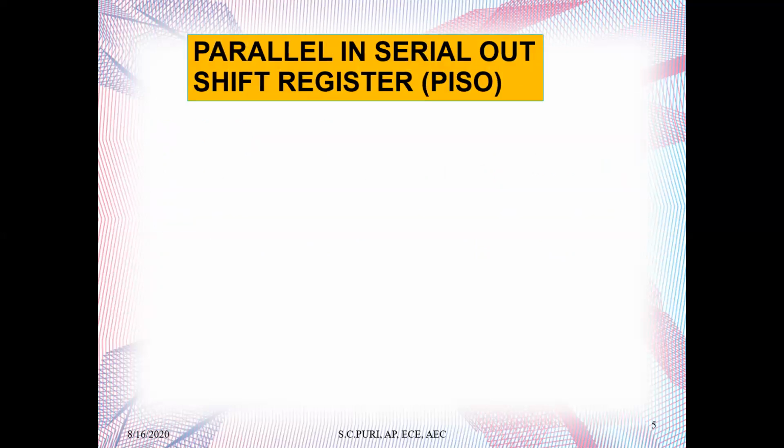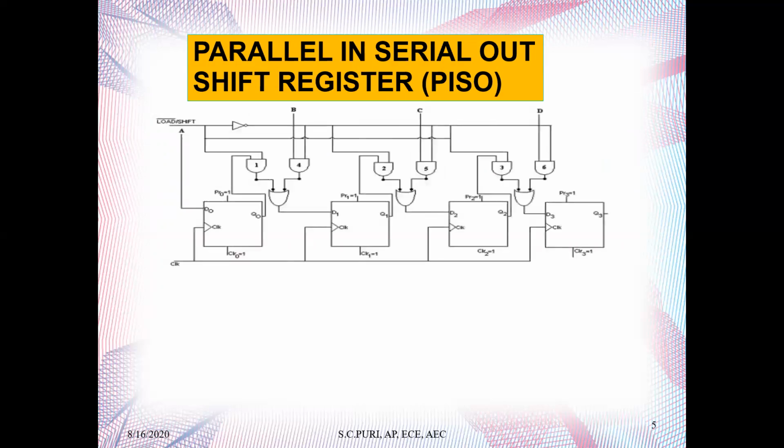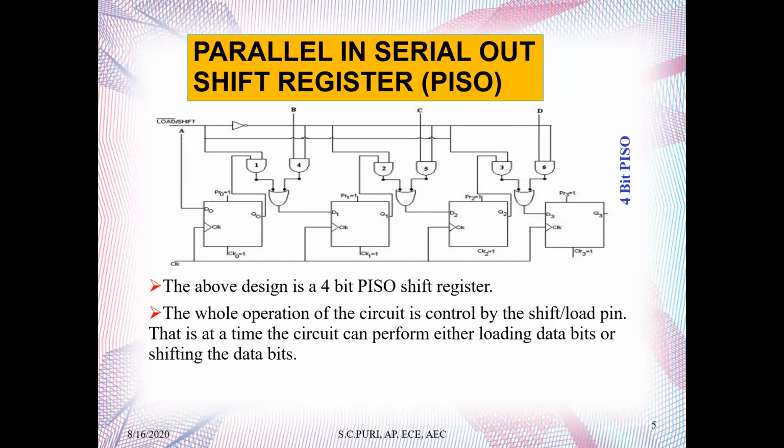Next is the PISO, that is a parallel in serial out shift register. So this is the PISO configuration, parallel in serial out. This is a 4-bit parallel in serial out configuration. The whole operation of the circuit is controlled by the shift or load pin.